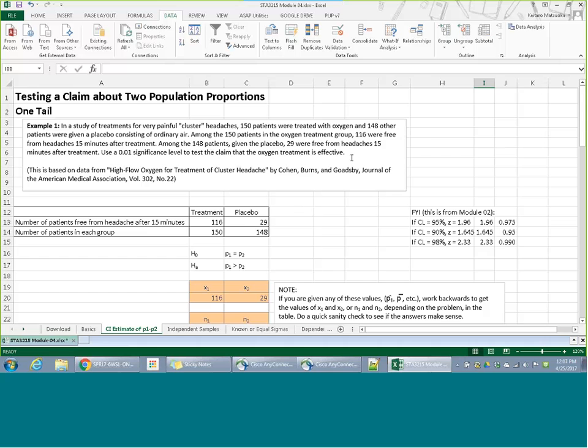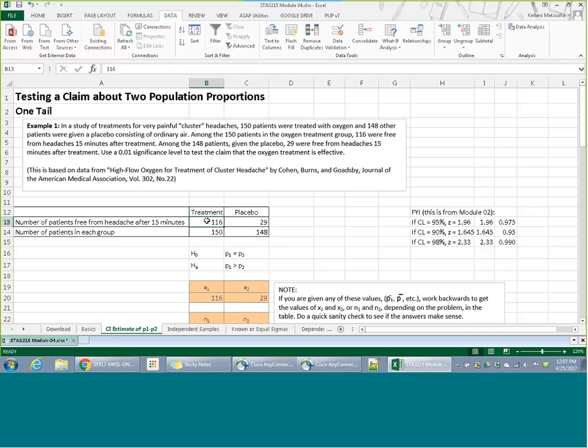You see there are two groups of samples. One consists of 150 patients who were given the oxygen, and a separate group which consists of 148 people who were given ordinary air. So I have a list here.